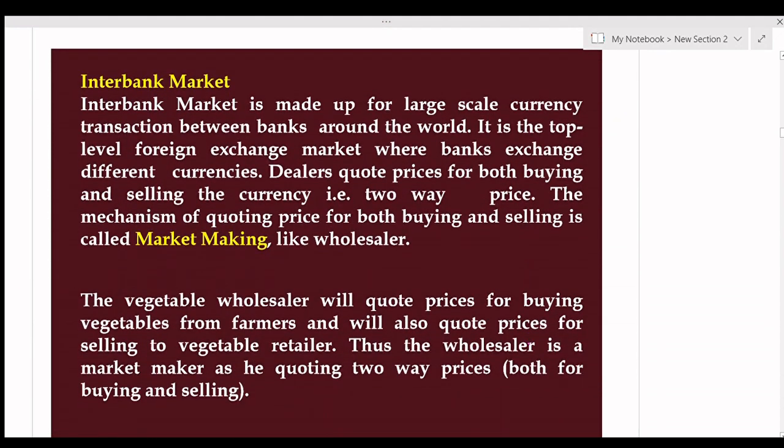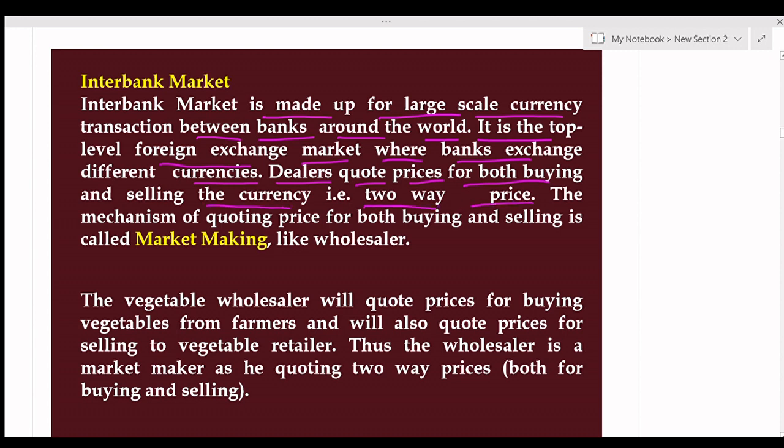Next, interbank market. Interbank market is made up of large scale currency transactions between banks around the world. It is the top level foreign exchange market where banks exchange different currencies. Dealers quote current prices for both buying and selling the currency, that is, a two-way price.